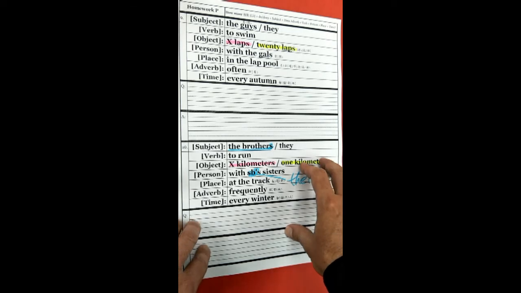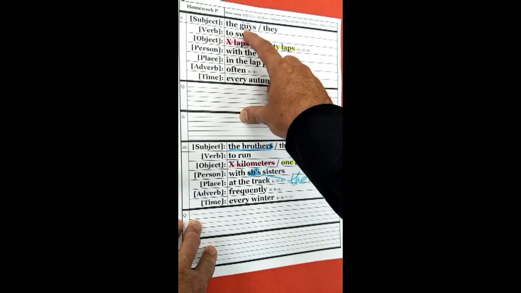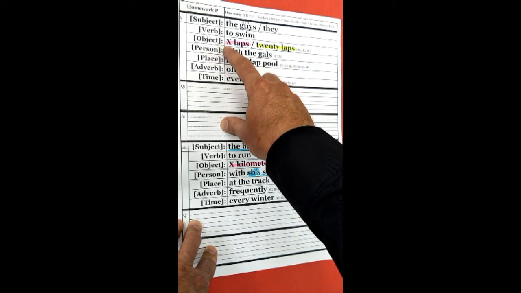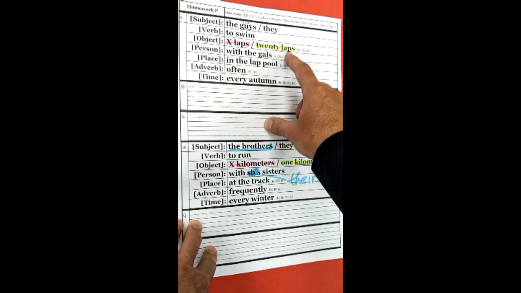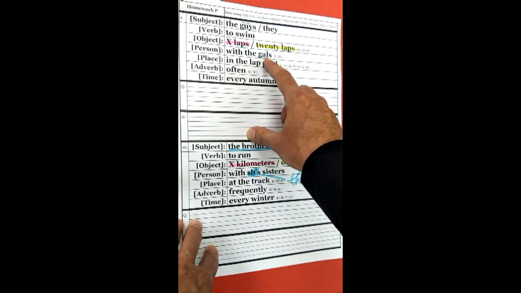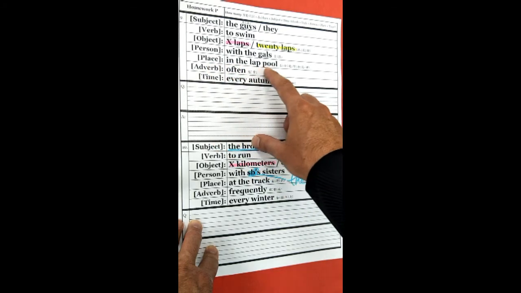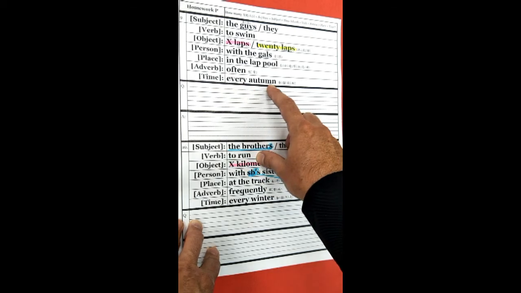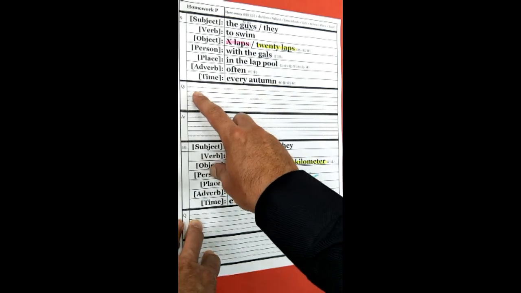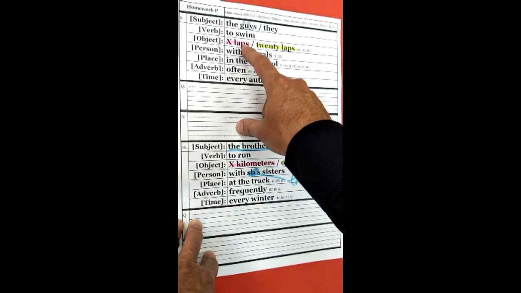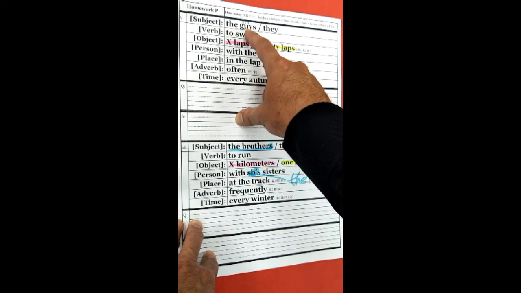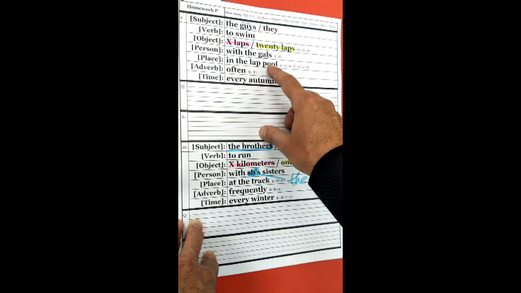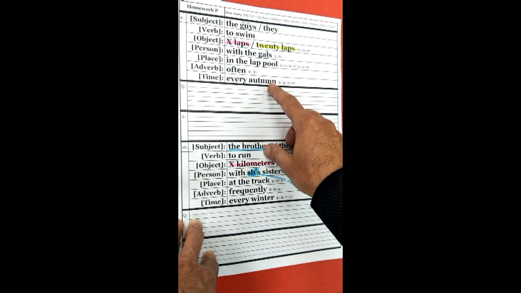All right, number 9. Subject, the guys, they. Verb, to swim. Object, X laps, 20 laps. Person, with the gals. Place, in the lap pool. Adverb, often. Time, every autumn. All right. How many laps do the guys often swim with the gals in the lap pool every autumn?